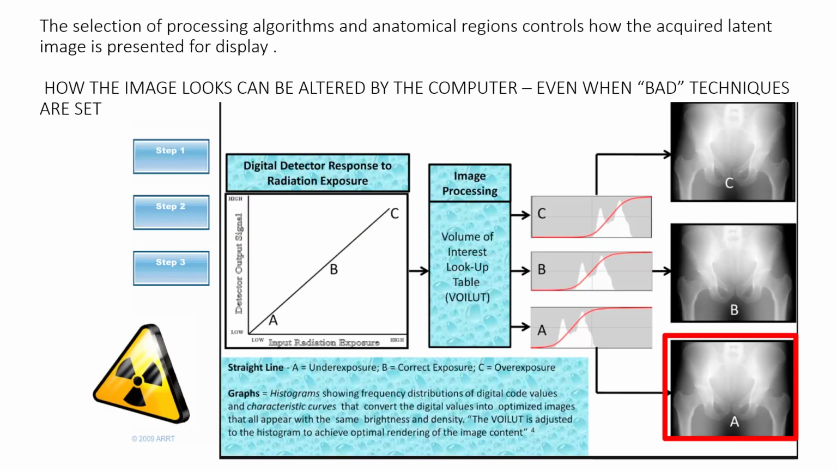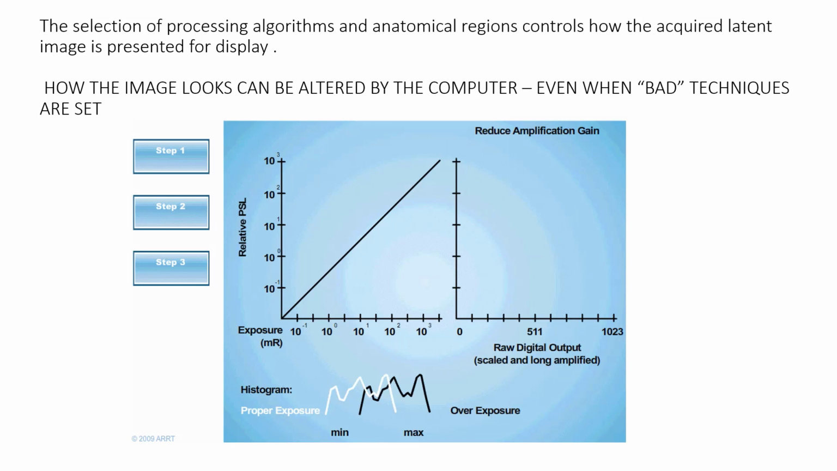This graphic of a histogram and H&D curve demonstrates what underexposure A looks like, regular exposure B looks like, and overexposure C looks like. Notice C looks really good. Because we have lots of exposure or overexposure, it's easy for the computer to pick out what it needs and take an algorithm to make the output look like it should be.